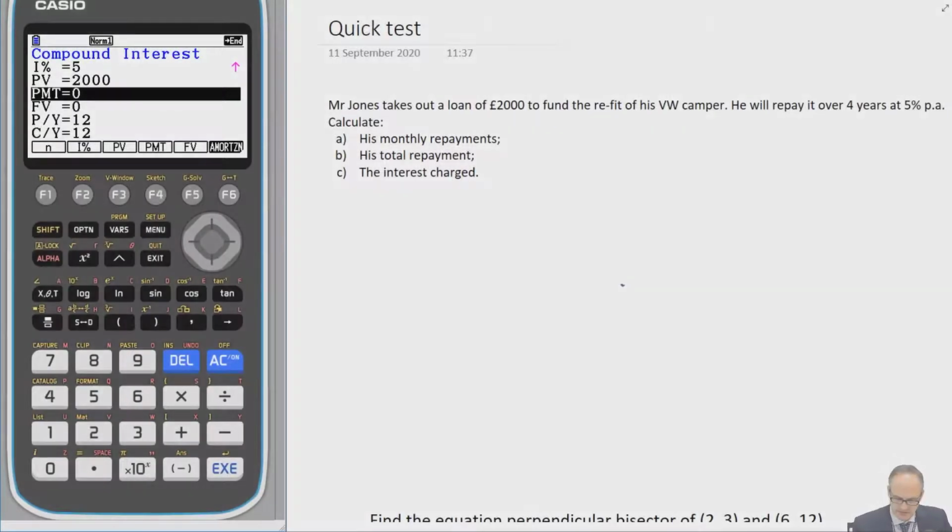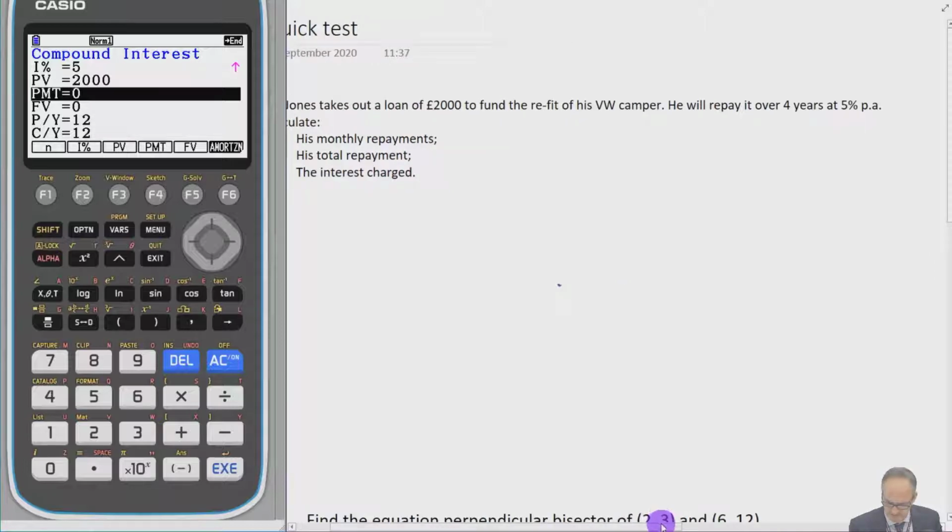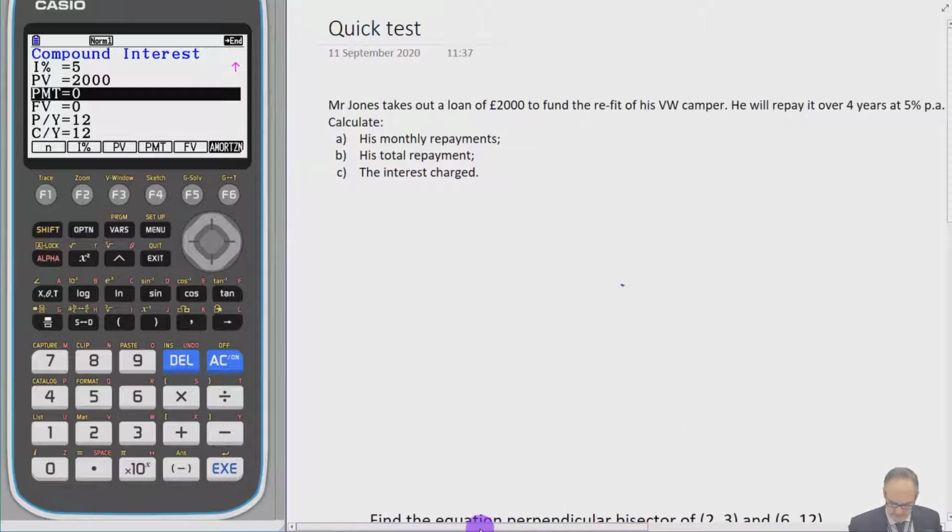Okay, let's look at this quick test that we did for my set this week. First of all, we're going to look at this question here. Mr. Jones takes out a loan of £2,000 to refund the refit of his VW camper. He'll repay it over 4 years at 5% per annum. Calculate his monthly repayments, his total repayment and the interest charged.